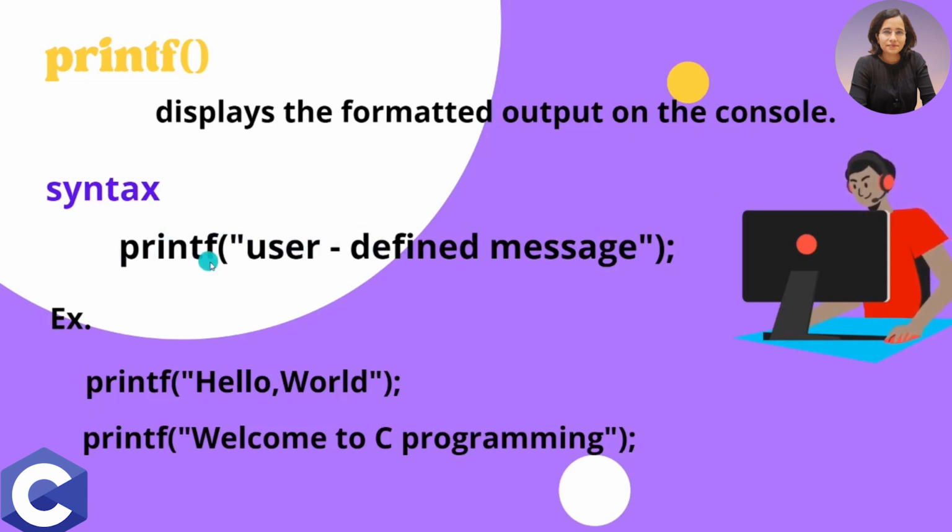You can see the syntax here. We should write printf, then brackets, and write our message in double quotes followed by a semicolon. You can see an example here, printf hello world. It will print this message as it is on the screen.